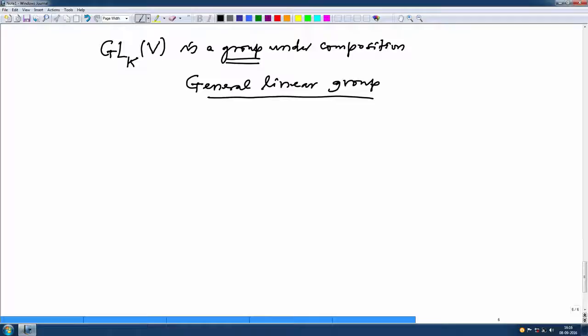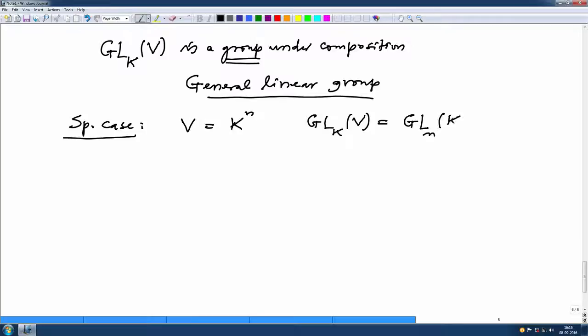All right. So let us see the special case, if V is K power n, this vector space, then usually GL_K(V) is also denoted by GL_n(K), and it is called the nth general linear group.